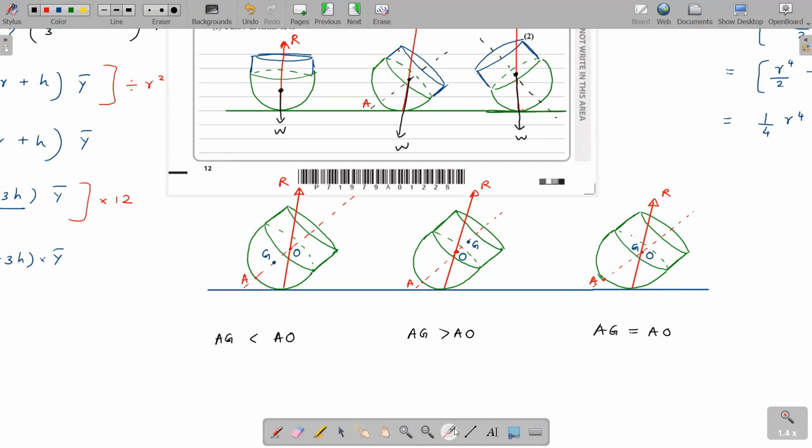Can you describe what's happening in each case? In the first case, when AG is less than AO, what do you think happens when the weight is acting over here? This will produce a resulting moment. It will come over here. It will topple and it will come back to the original position, isn't it? So if AG is less than AO, it will topple and come back to the original position.